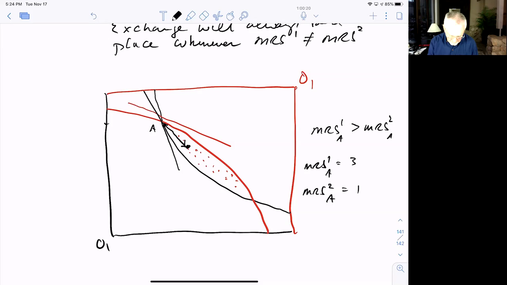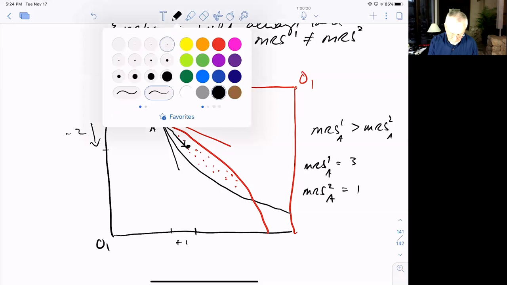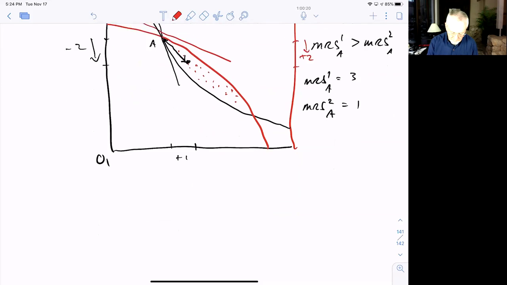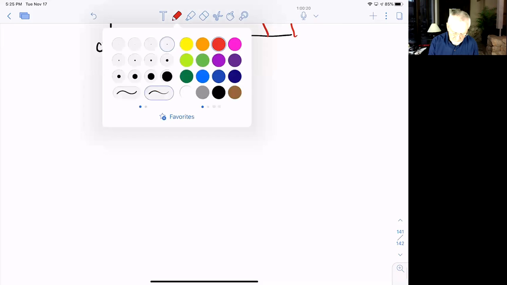So that means then that 1 goes down 2 Ys, but gets an X, and person 2 now is going to have to give up an X. So that's minus 1, but 2 gains 2 Ys. And they'll continue to trade as long as their marginal rates of substitution aren't equal. Well, where's it all going to stop? It's all going to stop when their marginal rates of substitution then, through exchange, become equal.